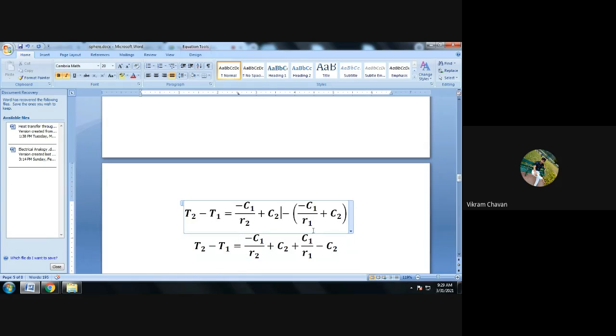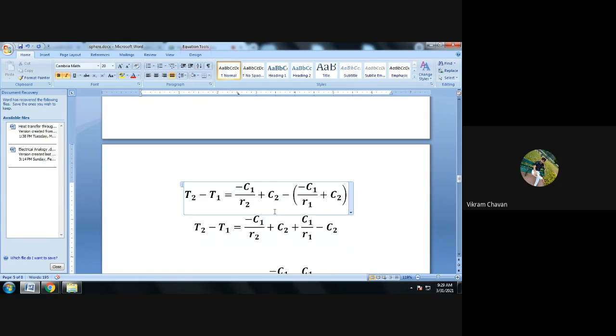If you take this negative sign inside the bracket, or remove the bracket, then we'll get the equation as T2 minus T1 is equal to minus C1 divided by R2 plus C2 plus C1 divided by R1 minus C2. Getting everyone?